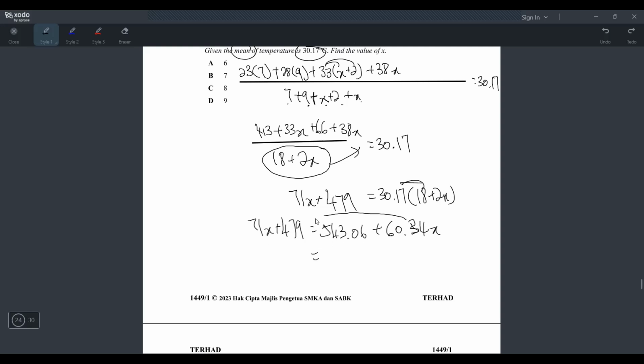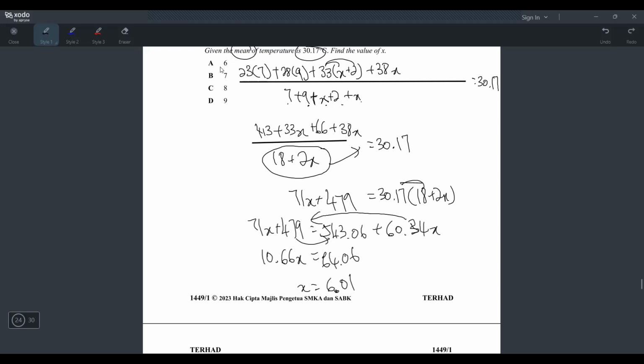So I will move this x to the other side. So that now I can take 71x minus 60.34x. What is 71 minus 60.34? Let me press. 10.66x. And then what about this? It will be 543.06 minus 479. Let me press. Wait. 64.06. Okay, you can use your calculator to help you. And finally, your x will be the answer divide 10.66. 6.009. So it can be 6.01.